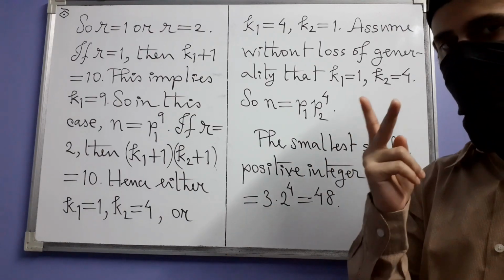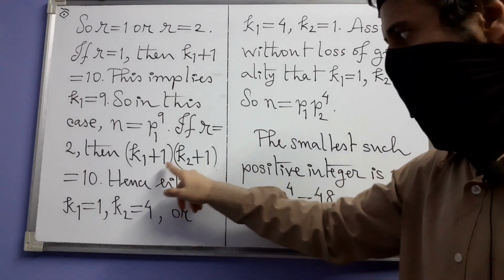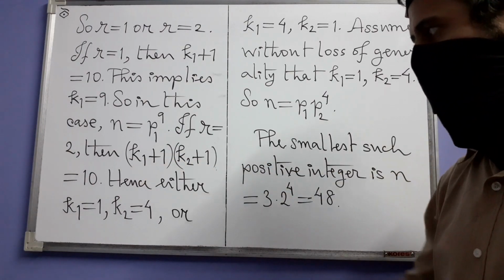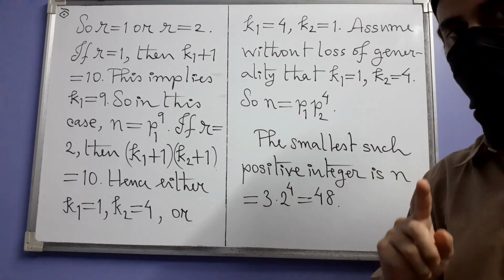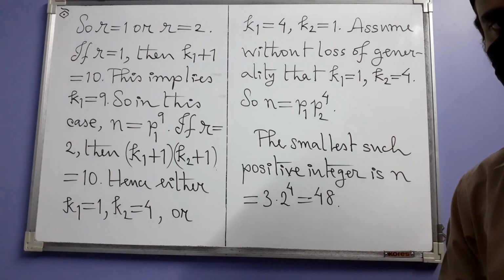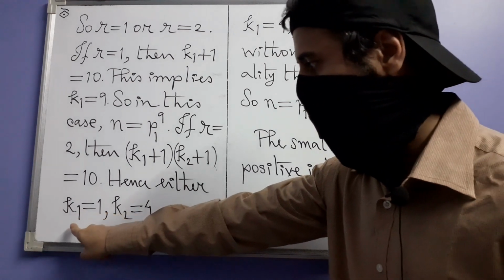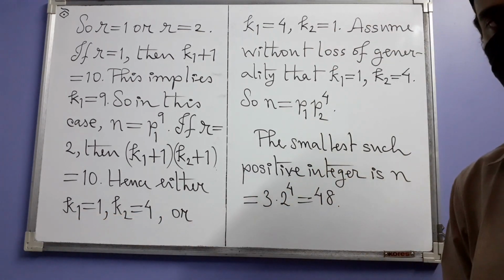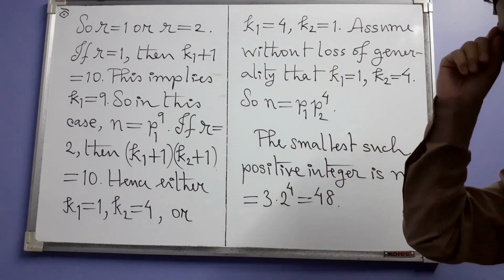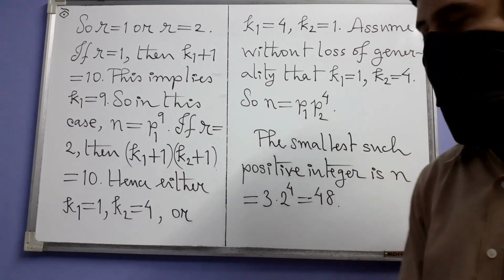Here, however, we have two prime factors, p1 and p2. And that equation looks like this here, k1 plus 1 times k2 plus 1 equal to 10. And from this equation and the fact that k1 and k2 are both positive integers, you have only two solutions. And those two solutions essentially are just one solution. Either you have k1 equal to 1 and k2 equal to 4, or you have k1 equal to 4 and k2 equal to 1.